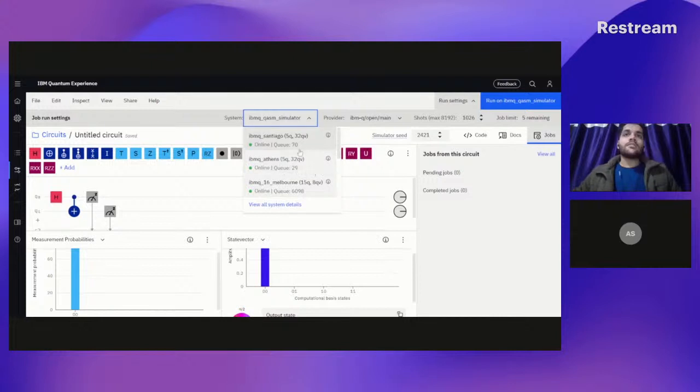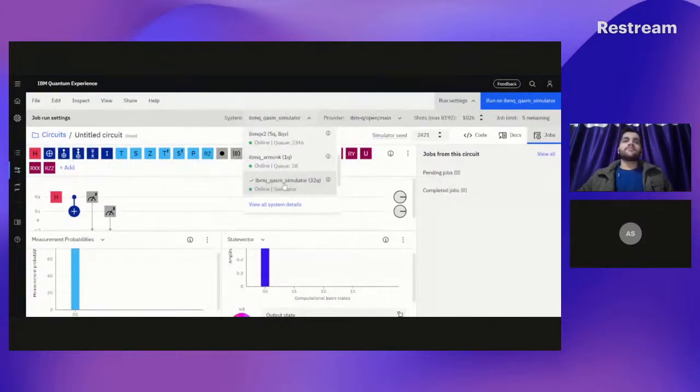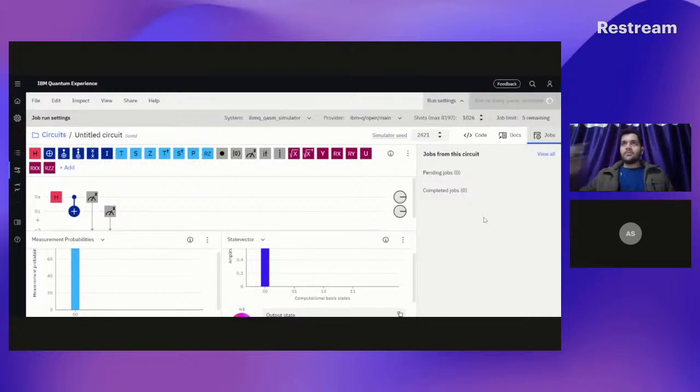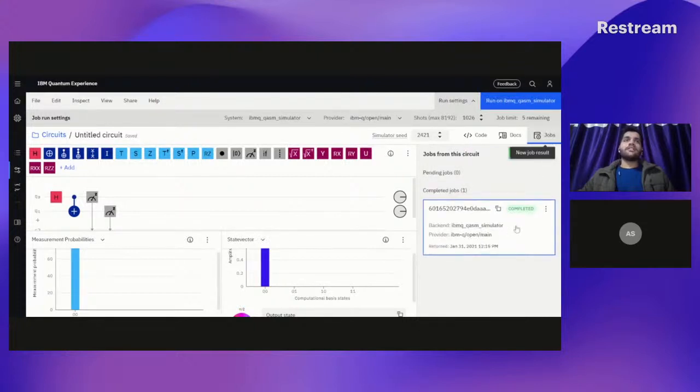So yes, these are the systems, and here is the queue: how many circuits are currently in the queue, how many commands other people have given, like 70 circuits have to be run on this one. So we will take a computer which is not busy. Yeah, this is the one. I guess there is no one working on it right now, so we will take this. Now we will run it on the IBM Quasim simulator. Now the job is sent. Okay, it is completed. So you can see it here.